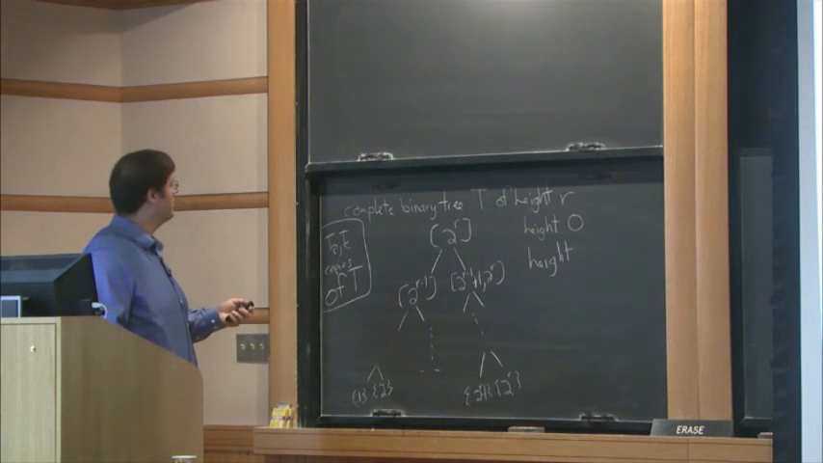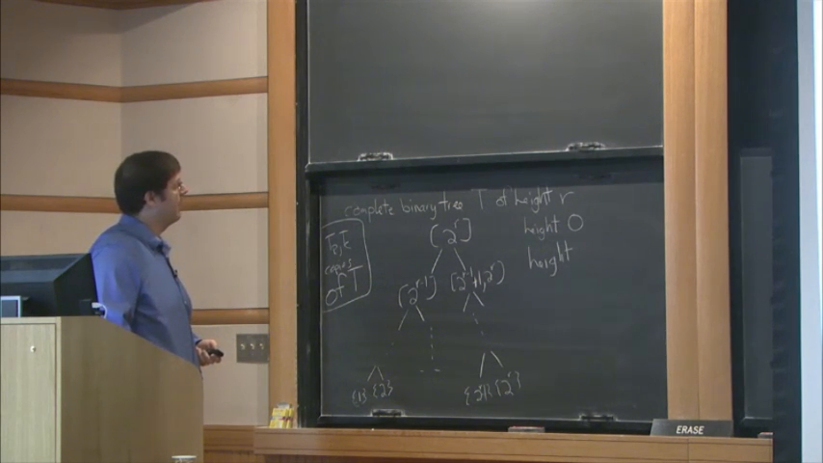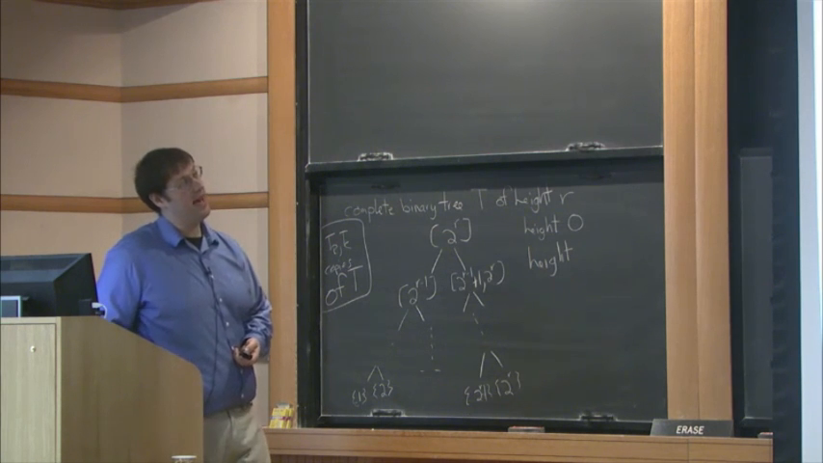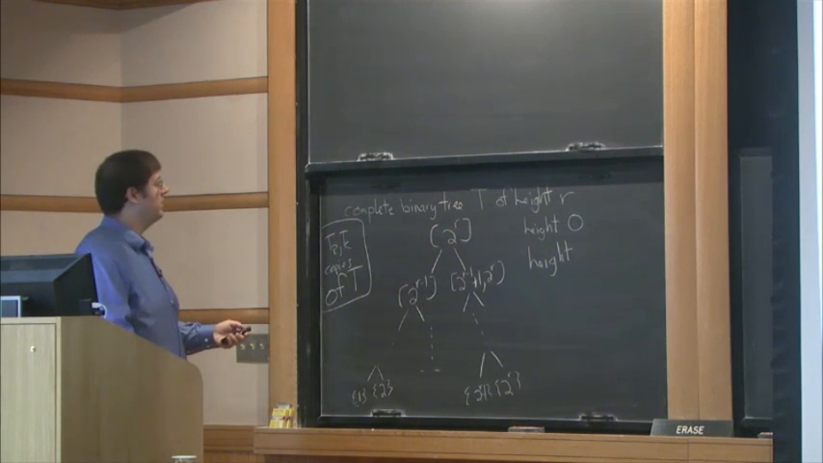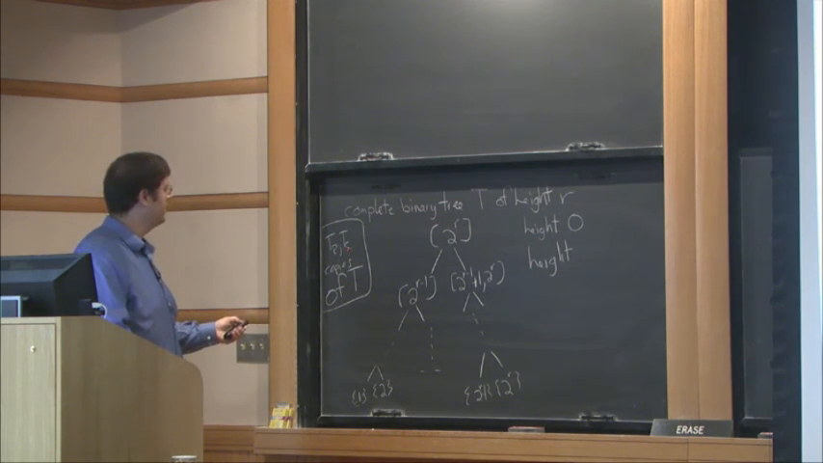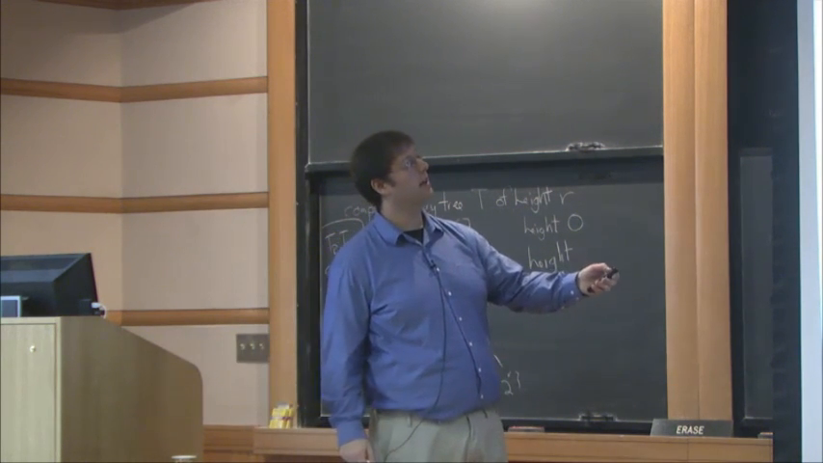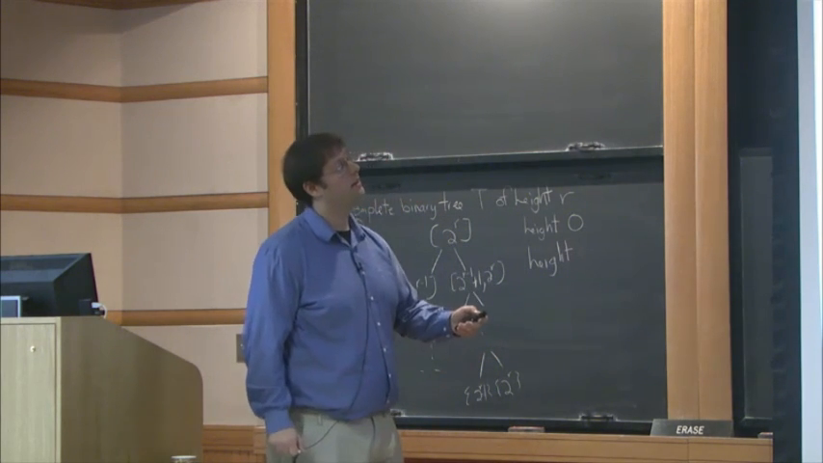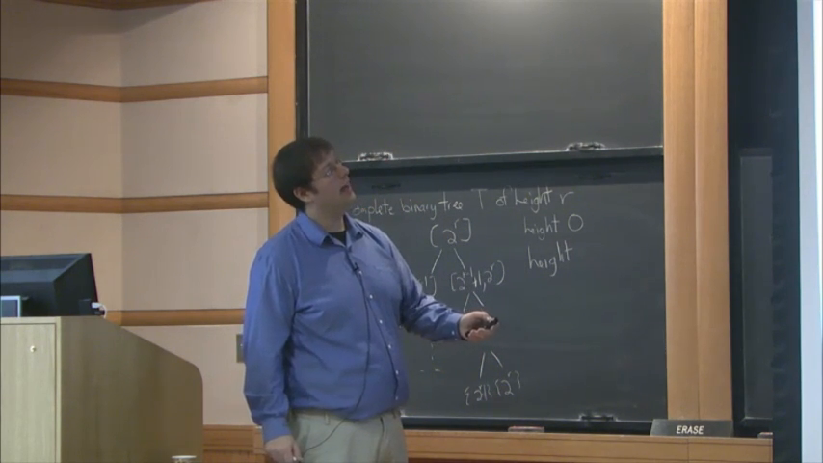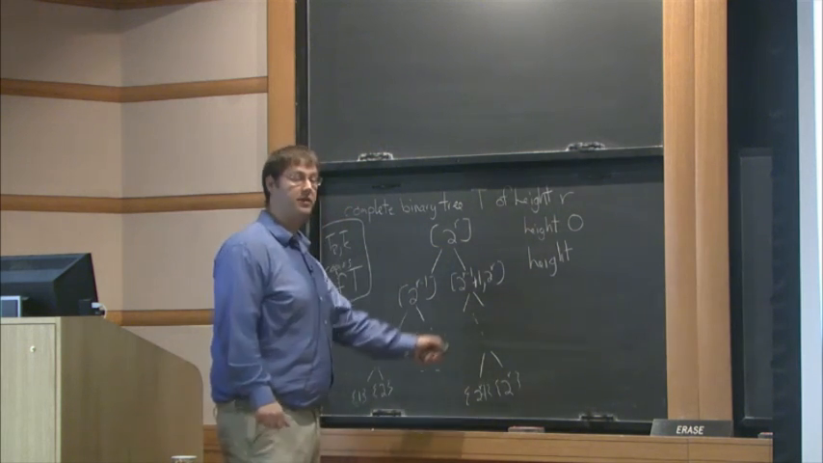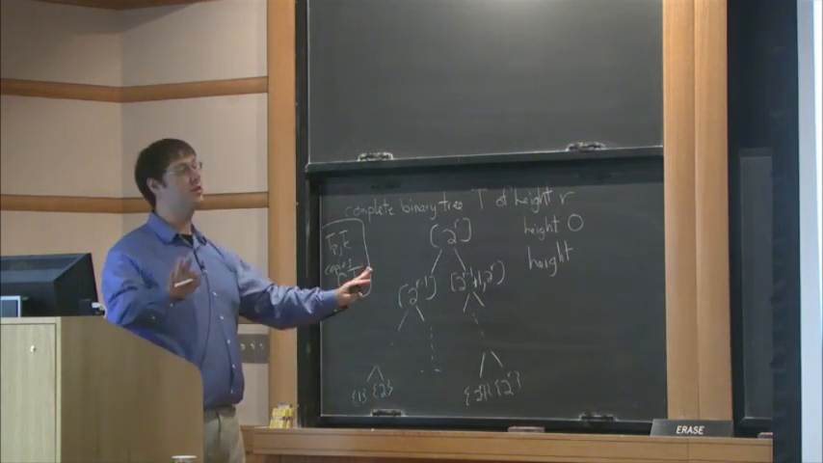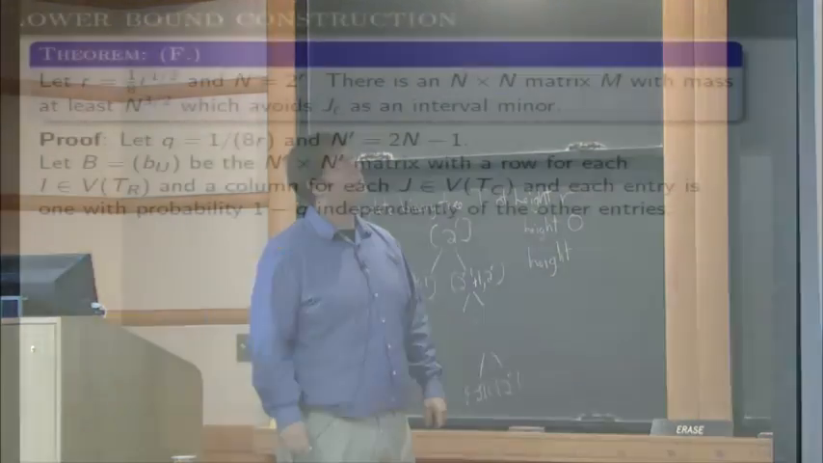And we're going to use this to make a matrix B, which we're then going to use to make M. So we'll take two identical copies of T, T_R, R here for rows, and T_C, C for columns. We're going to take two identical copies, and then we're going to make a matrix B as follows. We're going to pick some parameters q and N prime first. q is 1 over 8r, and N prime is the number of vertices in this tree. And we have two copies of this tree. Now we're going to make this matrix B.